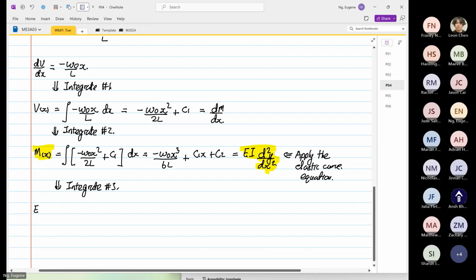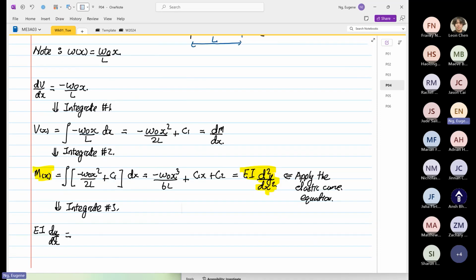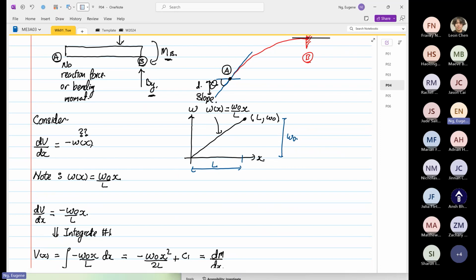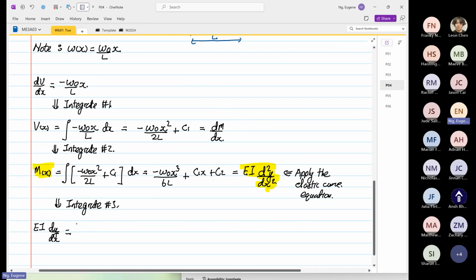EI. Now this is dy by dx. And dy by dx, if you look at this expression over here, right, the slope: the change in y, so this is our dy. And over here in the x direction, this is our dx, right? So dy by dx is also equal to EI theta.